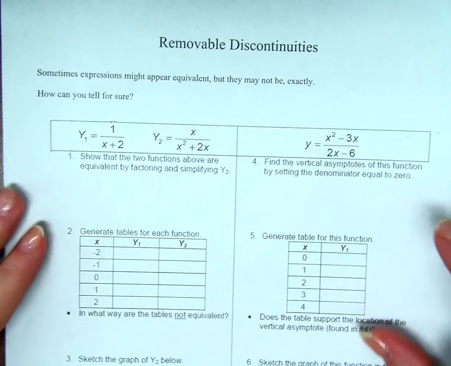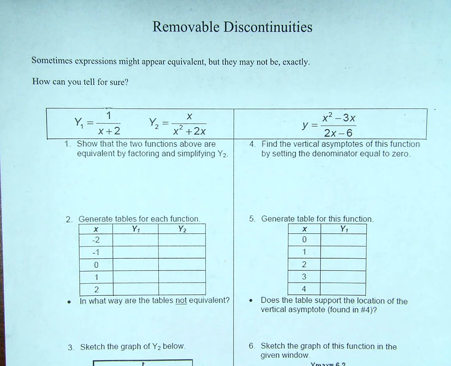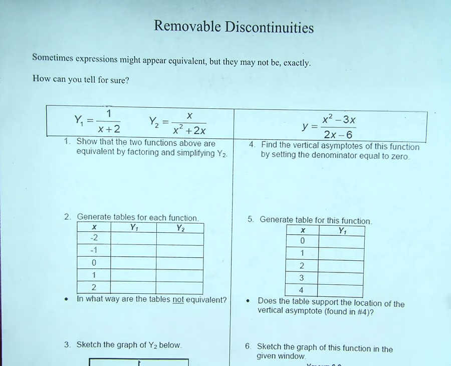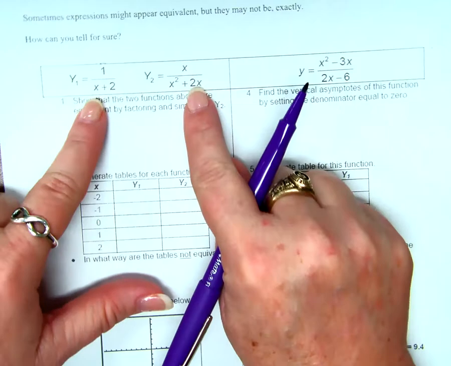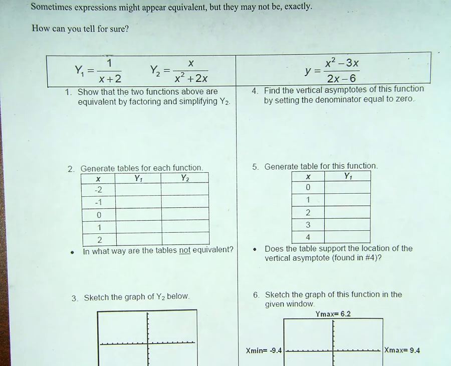Sometimes expressions may appear equivalent, but they may not be exactly. How can you tell for sure? Well, let's look at these two equations first of all. Okay, look at these two equations. In these two equations, we want to show that the two functions above are equivalent by factoring and simplifying y sub 2.